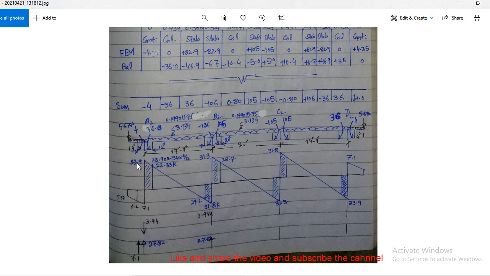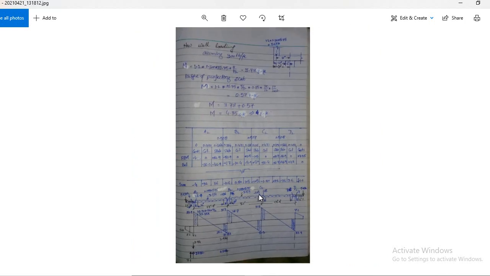Now as the face distance is 6 inch, 23.9 minus the UDL times 6 divided by 12. This is minus, not a multiplication sign. So you got 22.33, this is the face shear. Similarly you have to find all these shears. I explained these points in my lecture number 6, 7, so please go there.